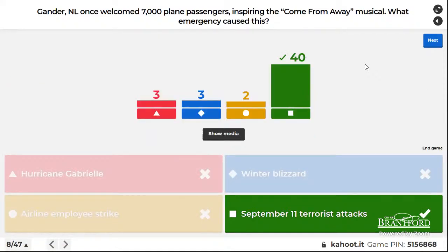Oh, looks like we have quite a few people who saw the musical and are familiar with the story. It indeed was the September 11 terrorist attacks. And with Mirvish hopefully opening soon, I do recommend anyone who hasn't seen this musical to go see it. It is one of my favorites.